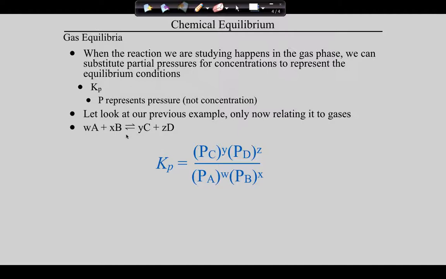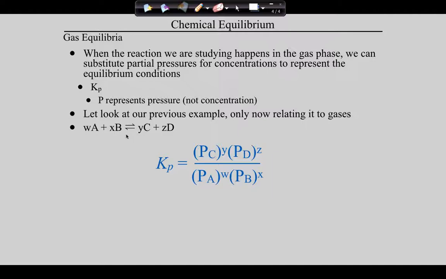So why with gas phase reactions do we study pressure instead of concentration? Well, concentration is molarity, right? What are the units for molarity? Moles of solute divided by liters of solution. But gas phase reactions are not dissolved in water. You don't have a solution. Do you see what I'm saying? Does that make sense, y'all?